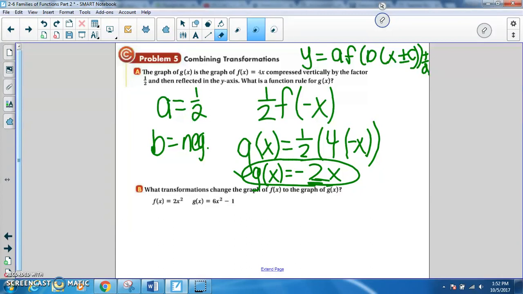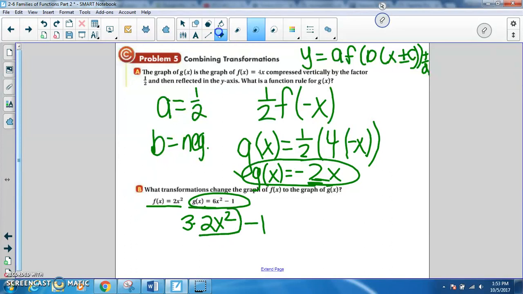Then, what transformations change the graph of f of x to the graph of g of x? So now we have g of x, which is our end transformation, and we want to know what we did to f of x to get there. So we want to see where 2x squared fits in here. So we have 6, which we could break up into 2x squared times 3 minus 1. And now since we have this 2x squared, that was f of x. So that really means 3 times f of x minus 1.